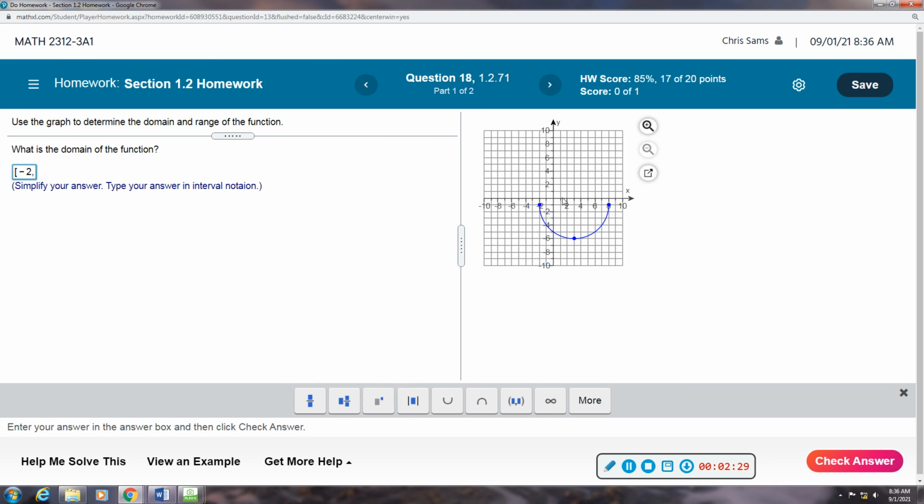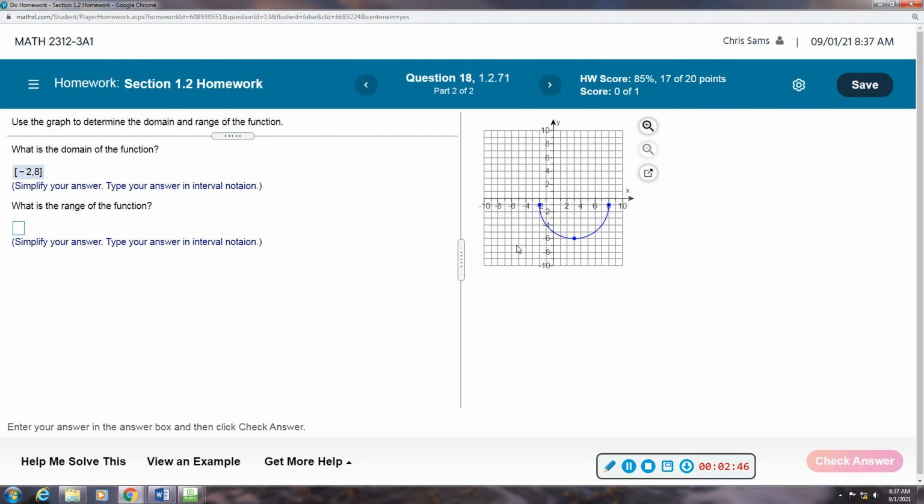How far to the right do we go? So 6, 7, looks like 8. It's kind of on top of that number. So we're going to go from -2 to 8, and both endpoints will be in brackets because we have solid dots.